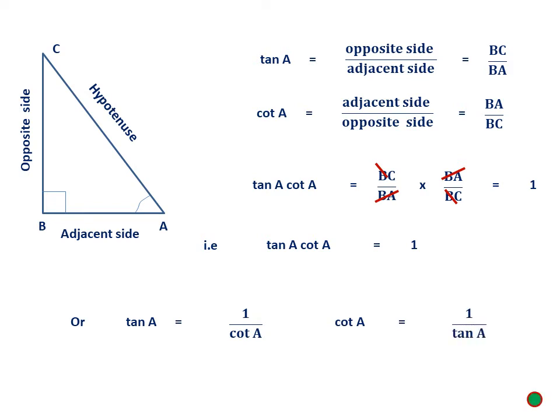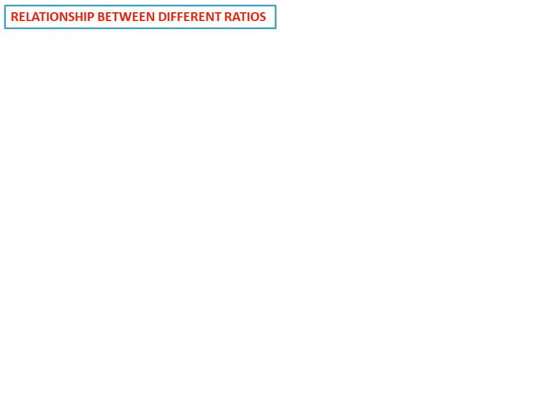So this is the relationship between the three pairs of ratios, that is sin and cosec, cos and sec, and tan and cot. Next, one more important relationship is there.